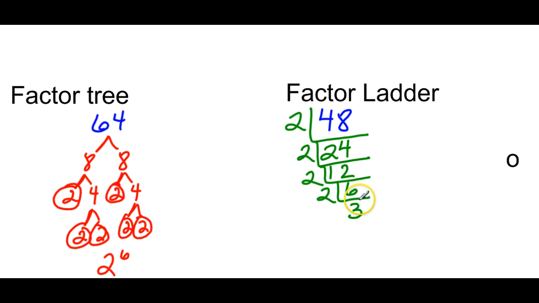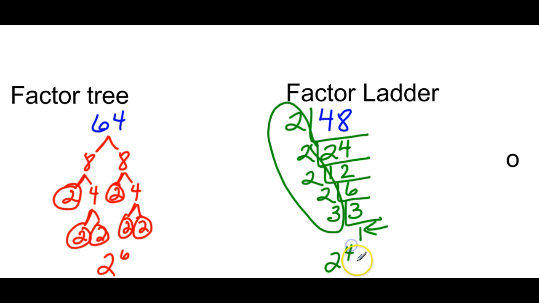The next prime number is 3. So will 3 go into here? Yes, it will, and that's a 1. When you get to a 1 down here, you know you're finished, and there are your prime numbers right there. So that's 2 to the 4th power times 3. That is called prime factorization. Take something and break it down into primes.